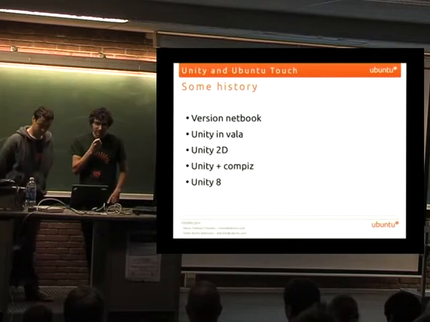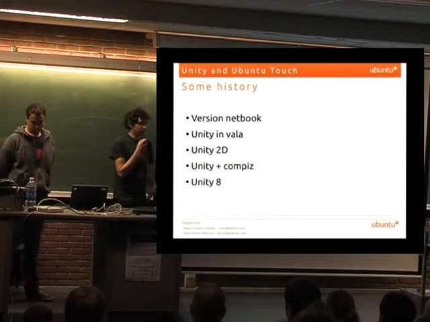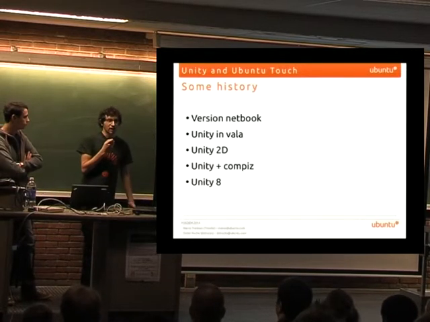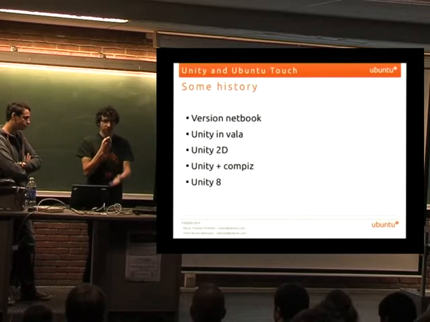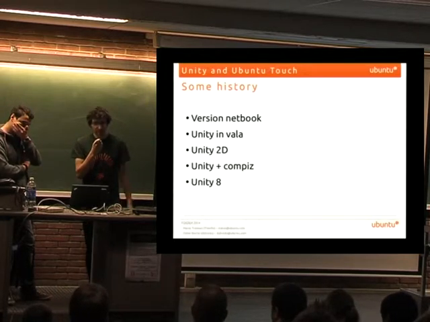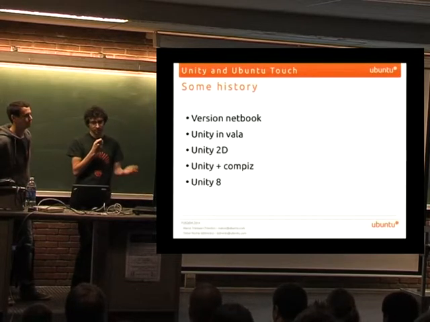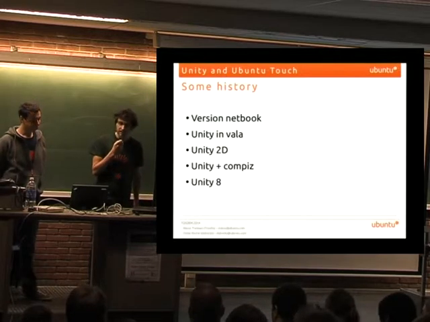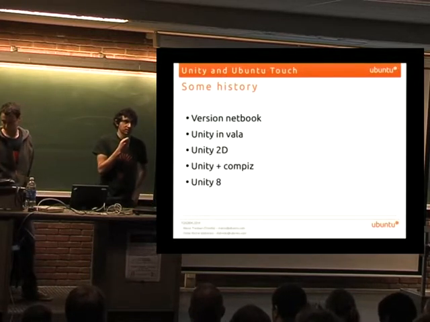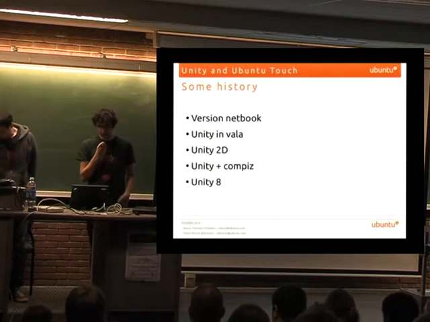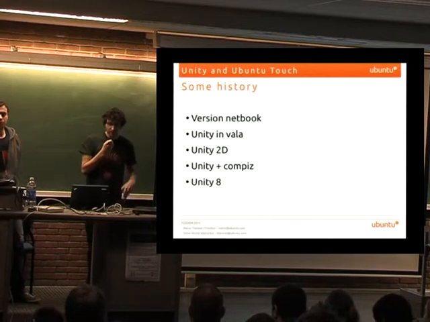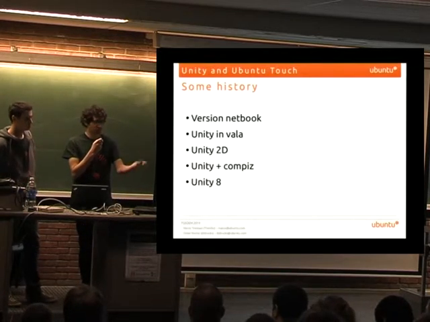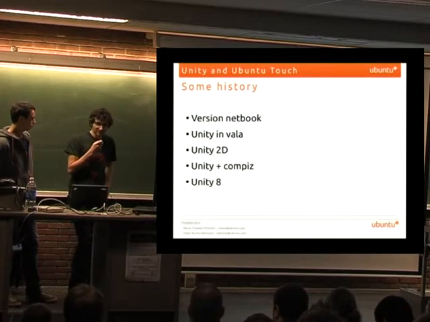Unity started in 2010. We had our netbook version for quite a long time, which was called Ubuntu Netbook Remix, which was a pure community flavor. And when I joined the company, it became Ubuntu Netbook Edition because it was officially supported. So we had our own launcher called Netbook Launcher at the time. It was written in C and GTK basically. And this launcher tried to optimize the screen size to all the netbook constraints because netbook was the future at the time.